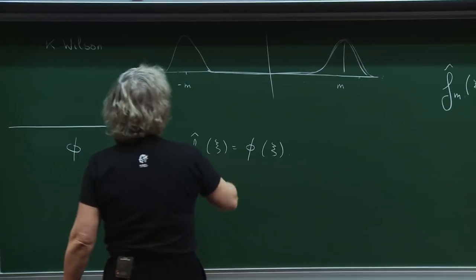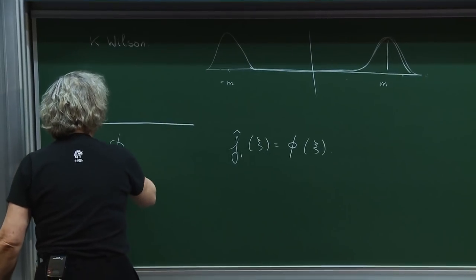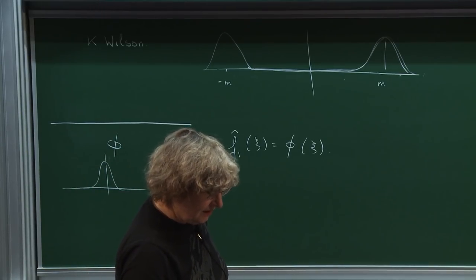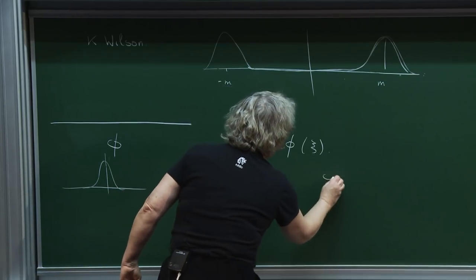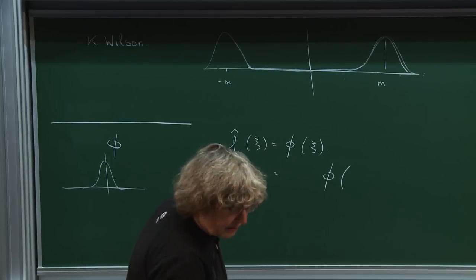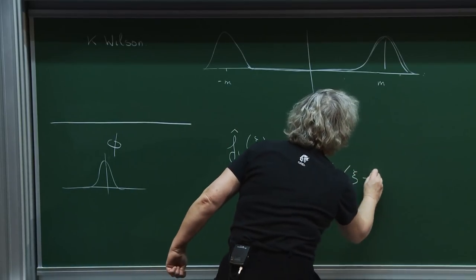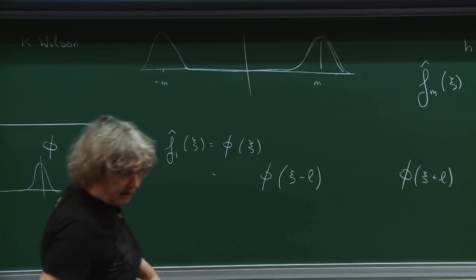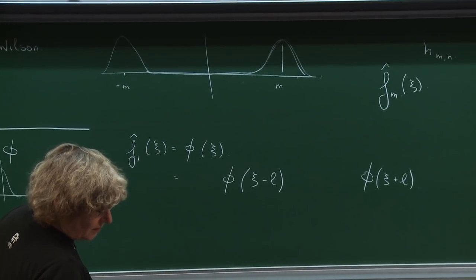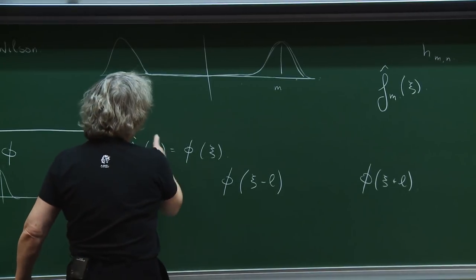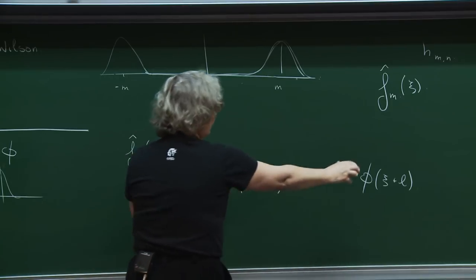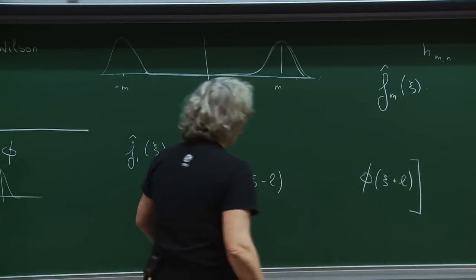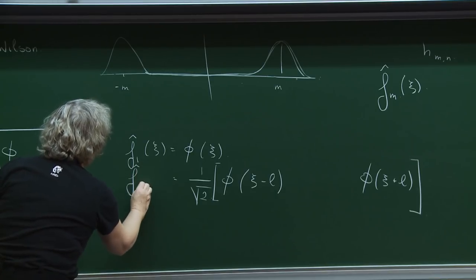So that's a bump function in Fourier space. And then we are going to move this bump to positive and negative axis. So we're going to take phi in xi minus L and xi plus L. And this thing will be normalized, because since they will be far apart, we have to normalize their linear combination. So we'll call that f hat L xi.